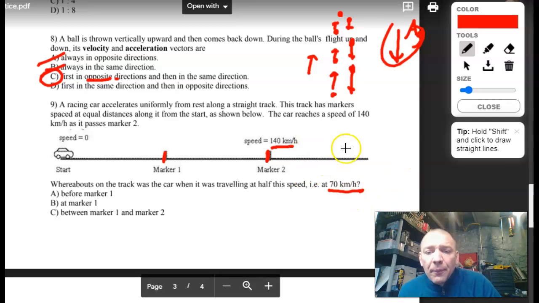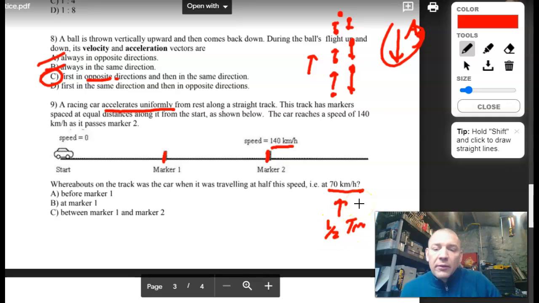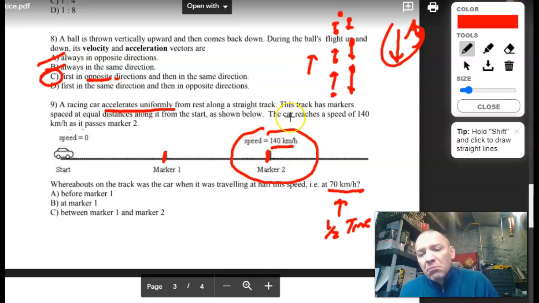Well, if it has a uniform acceleration, that's another word for constant acceleration. So that means that if it takes however long to get to 140, at 70 it's going to be half the time. So I'll put half the time. Now the question is, if we're at the full distance at 140, where will we be at half the time?